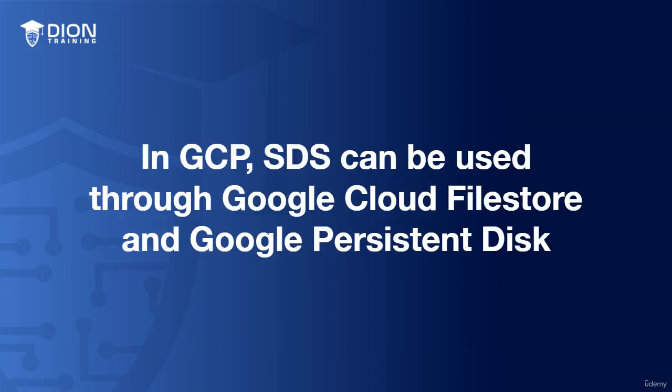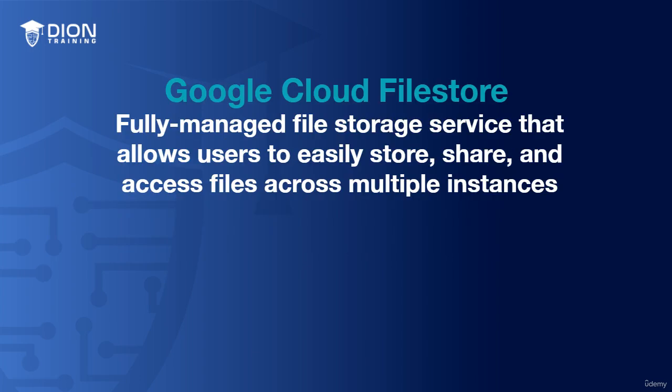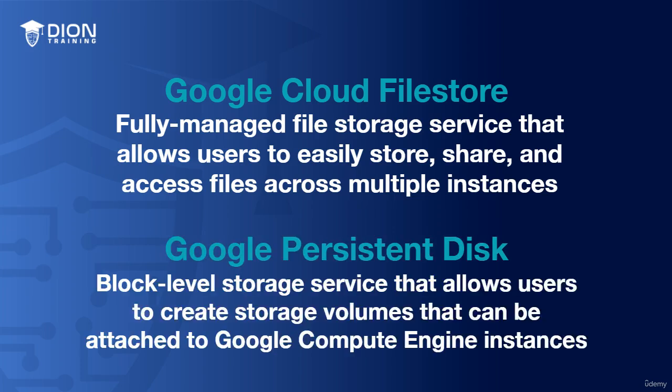Now, if you're using GCP or the Google Cloud Platform, software-defined storage can also be used here by using Google Cloud File Store and Google Persistent Disk. Google Cloud File Store is a fully managed file storage service that allows users to easily store, share, and access files across multiple instances. A Google Persistent Disk, on the other hand, is a block-level storage service that allows users to create storage volumes that can be attached to Google Compute Engine instances. Both Google Cloud File Store and Google Persistent Disk use software-defined storage to abstract that underlying hardware and provide the users with a higher level of flexibility and scalability, just like the other systems we've talked about.